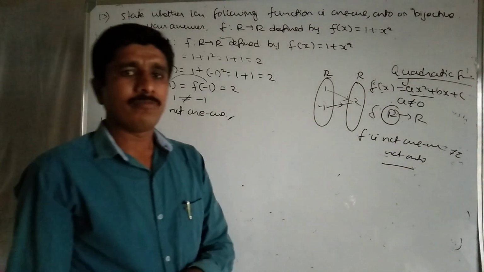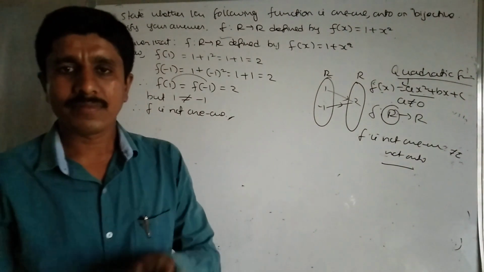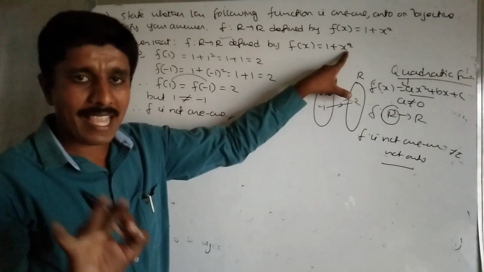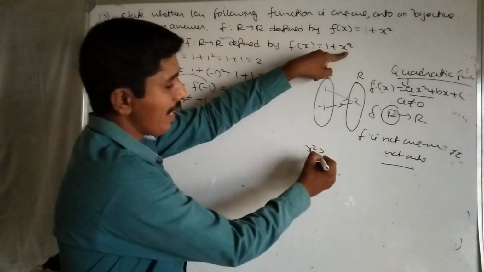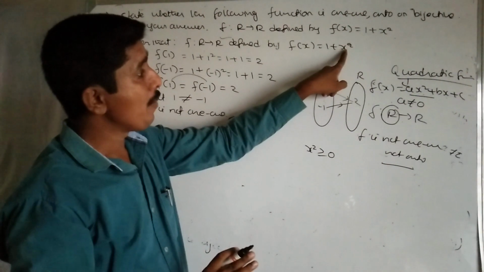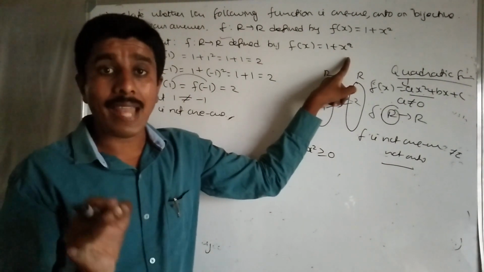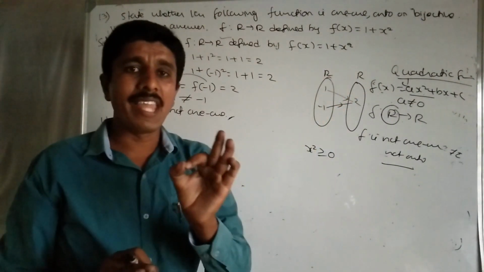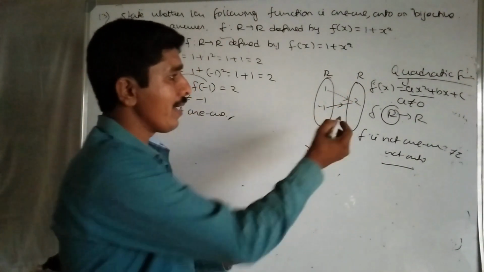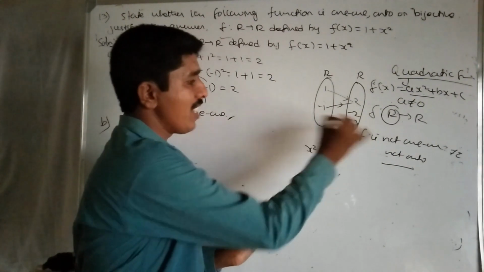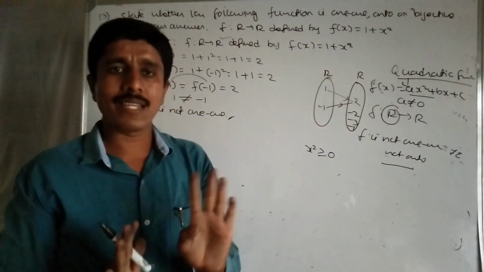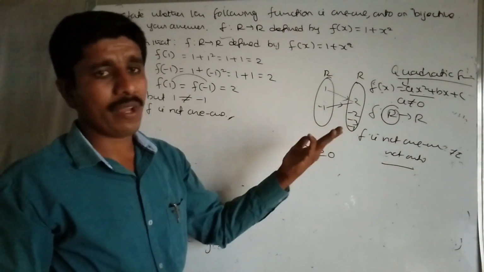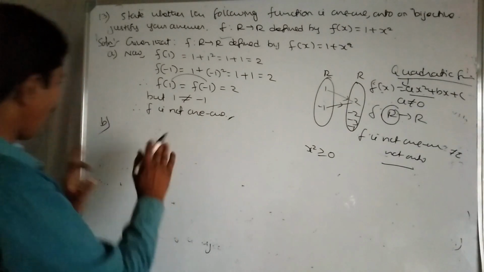So now prove that it is not onto. See, the range: what about 1 plus x square? x square value is always non-negative, greater than or equal to 0. So the range values are clearly non-negative. Therefore you take any one negative real number in the codomain, minus 1, minus 2 or minus 3. You take any number, and prove that it is not onto. Suppose you take minus 2 here, or minus, your wish.